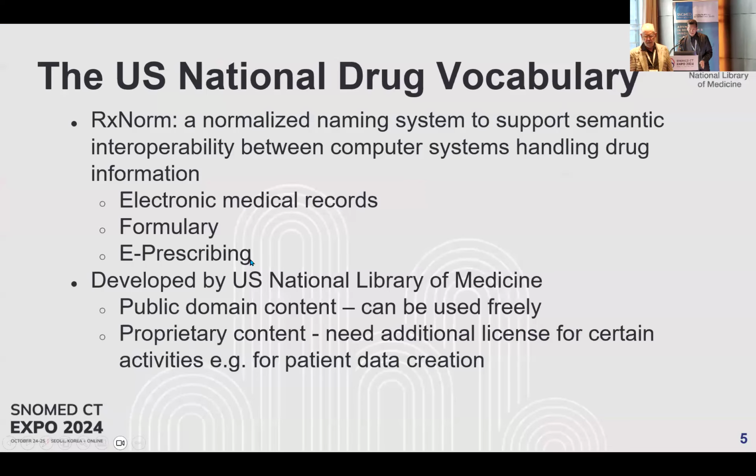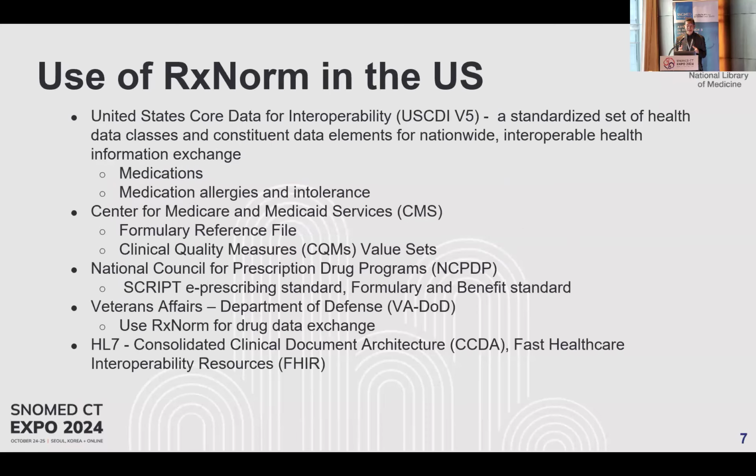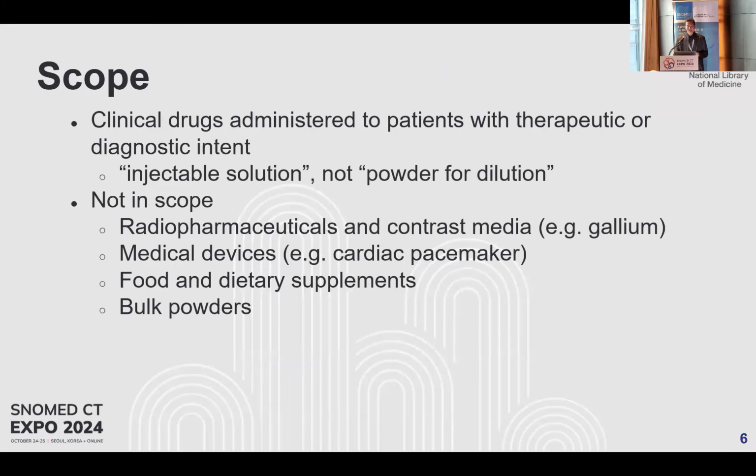The scope of RxNorm includes everything that is important clinically, right? Things that are prescribed for patients, either treatment or therapeutic or even prophylactic, intent. And out of scope in RxNorm is things that are like radiopharmaceuticals or contrast medium. For example, gallium is a radioactive substance that can be used in a scan to look for a metastatic carcinoma. And these kind of things are not within scope for RxNorm.